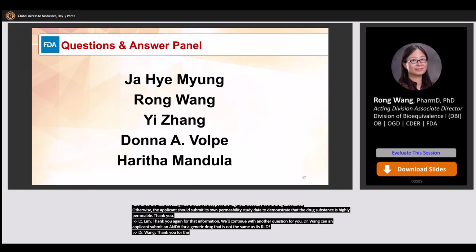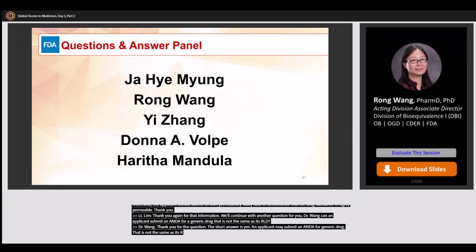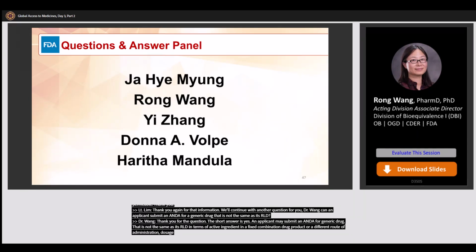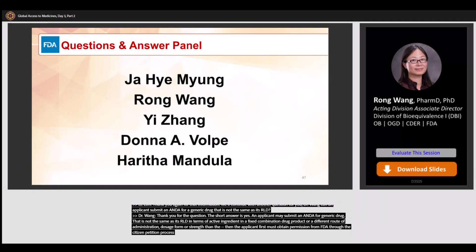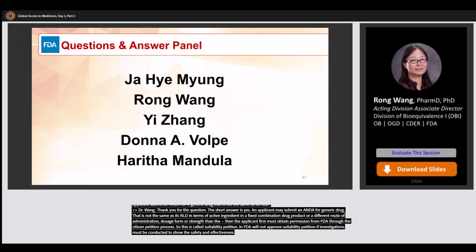An applicant may submit an ANDA for a generic drug that is not the same as its RLD in terms of active ingredient in a fixed combination drug product, or a different route of administration, dosage form, or strength, but the applicant first must obtain permission from FDA through the citizen petition process. This is called a suitability petition. FDA will not approve a suitability petition if investigations must be conducted to show the safety and effectiveness of the proposed generic drug product with difference from its RLD.